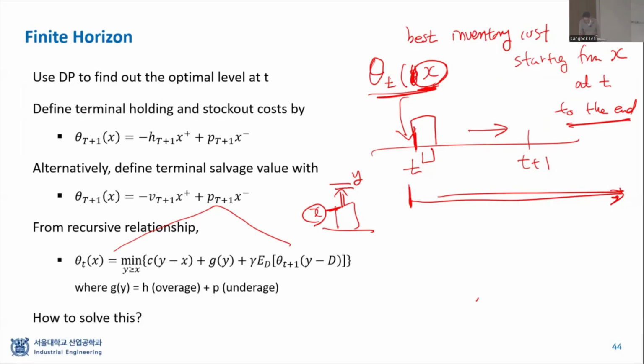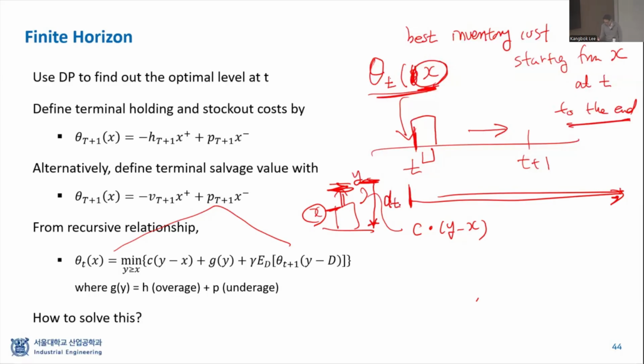But if I increase it, this does not come free. So I have to pay purchase cost C of (y minus x) for my new purchase. And then I start my problem with y. And then after obtaining y, I will realize my demand d_t here.